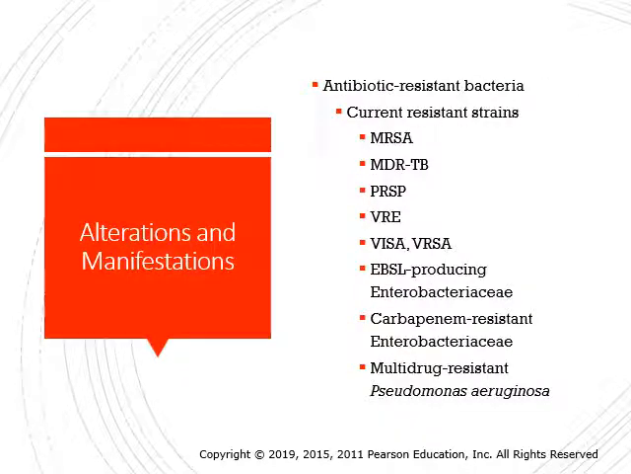Okay, so PRSP is penicillin-resistant streptococcus. We have VRE, which is vancomycin-resistant enterococcus. We have VISA and VRSA, which are vancomycin-intermediate Staphylococcus aureus and vancomycin-resistant Staphylococcus aureus. ESBL-producing Enterobacteriaceae. So ESBL is the extended-spectrum beta-lactamase, the carbapenem-resistant Enterobacteriaceae, and then also the multi-drug resistant Pseudomonas aeruginosa.